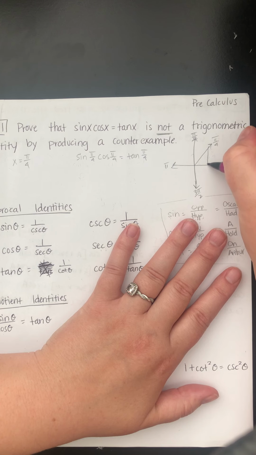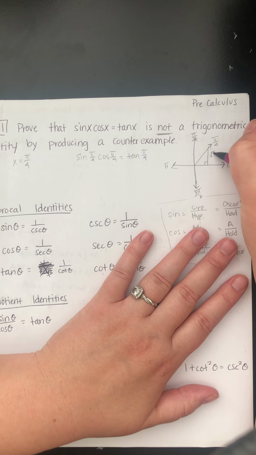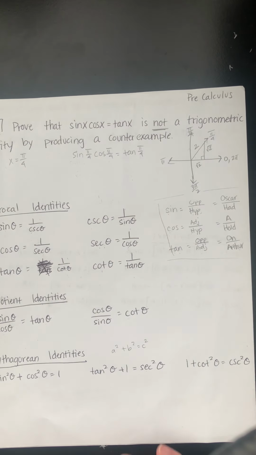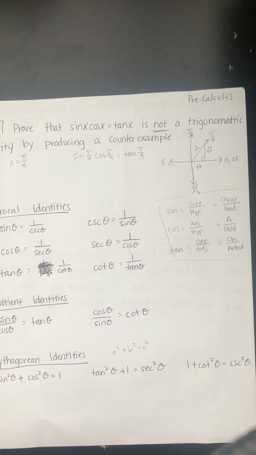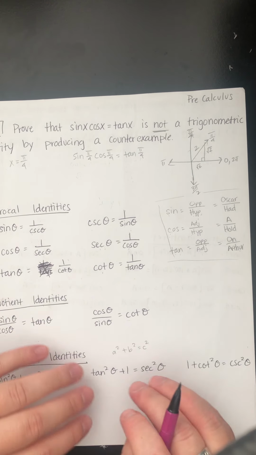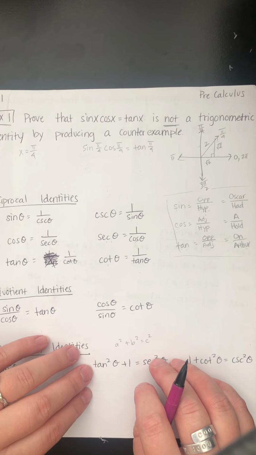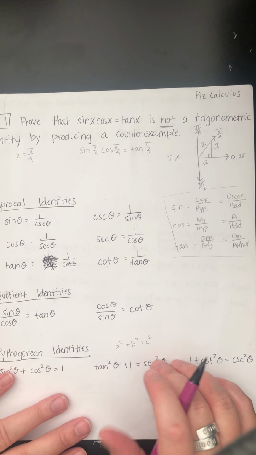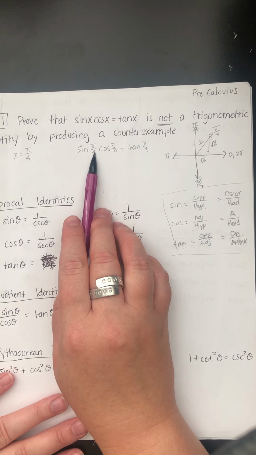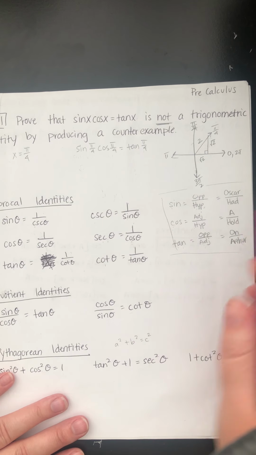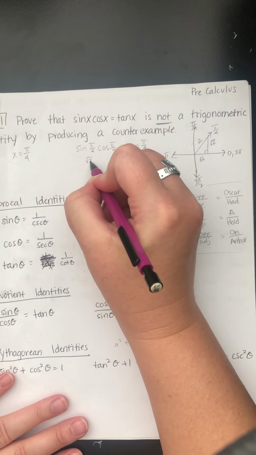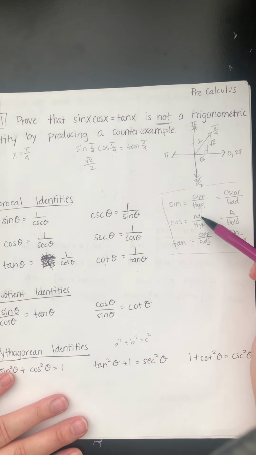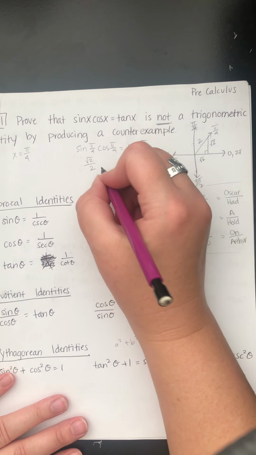If you were to draw your reference triangles, the opposite side is square root of 2, the adjacent side is square root of 2, and the hypotenuse is 2. If you don't know your reference angles, then you'll have to go back and look those up, or I can send you guys a link. So the sine of pi over 4. Sine is opposite over hypotenuse. I wrote this down for you guys. So opposite is square root of 2, and the hypotenuse is 2. Cosine is adjacent over hypotenuse, square root of 2 over 2.